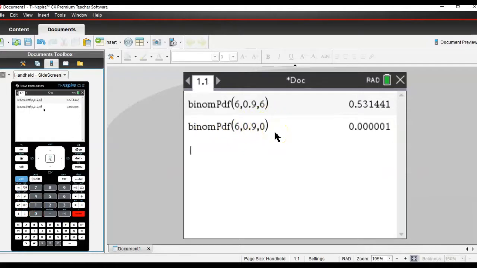And I hit enter. Oh my gosh, that's a small number. How many zeros is that? Let's see. We got 1, 2, 3, 4, 5. 1, 2, 3. I think that's 5.